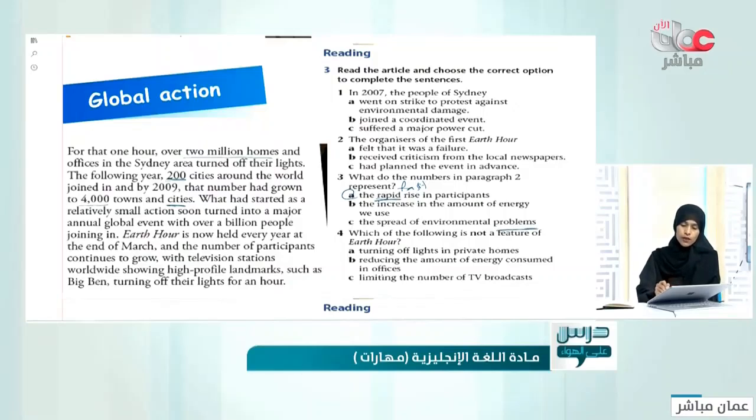And then you have, which of the following is not, so not a feature of Earth Hour? It says turning off lights in private homes. Yes, we do turn off lights in private homes. That's a feature. B, is it reducing the amount of energy consumed in offices? Yes, because if you switch off lights in your office, then yes, you're reducing the amount of energy consumed. Is it limiting the number of TV broadcasts? No, we're not talking about TV broadcasts, so this is the one that's not included.